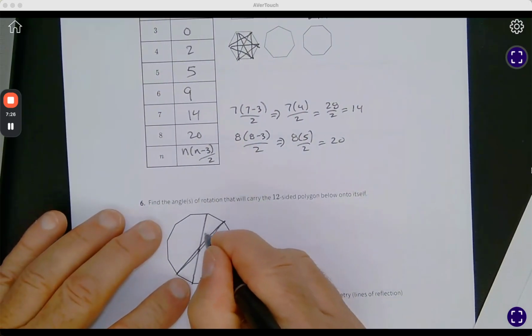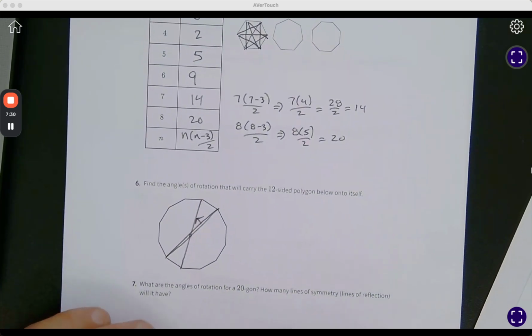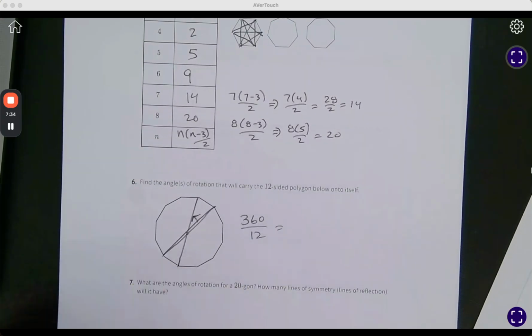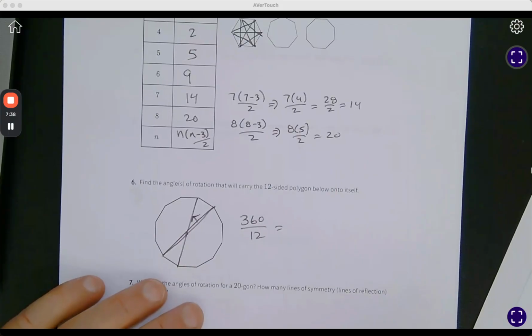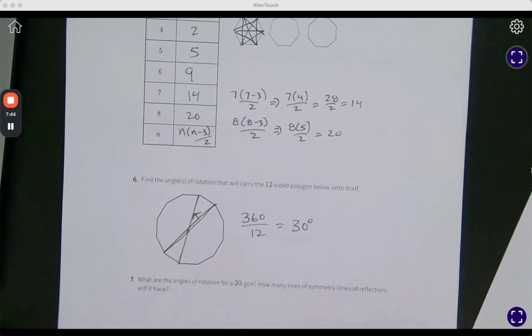What I'm looking for is that degree of rotation. That's what I'm looking for. So this is very similar to the problems we did before. I just take 360, a full circle, and divide it by the 12 different pieces that make up that 12-sided polygon. And that's going to give me 30 degrees. That is done.